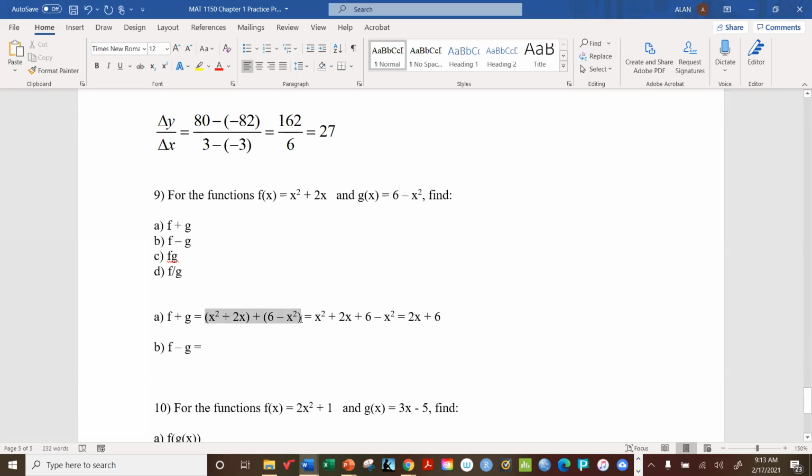All right, now here you're just doing the opposite. You're subtracting them. Instead of adding, we subtract. So we're going to end up with these first two terms haven't changed. Then don't forget to apply the negative to both the 6 and the x squared.